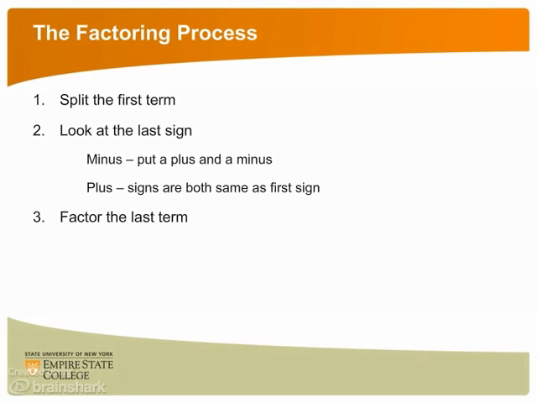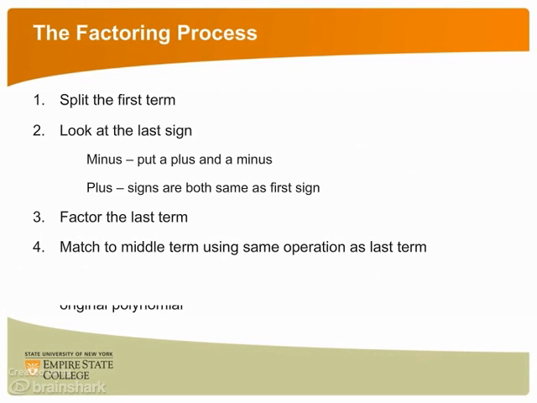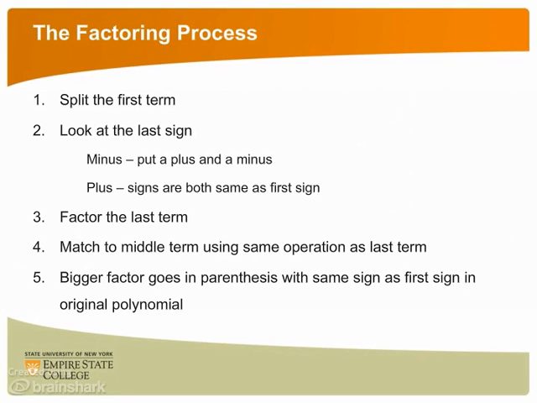Now we will factor the last term, the constant. What pairs of numbers multiply together to give that number? Then we attempt to match to the coefficient of the middle term. We do the same operation as the last sign of the original polynomial. Once you have matched the b, we fill in the parentheses. The larger factor goes in the set of parentheses whose sign matches the first sign from the original polynomial.